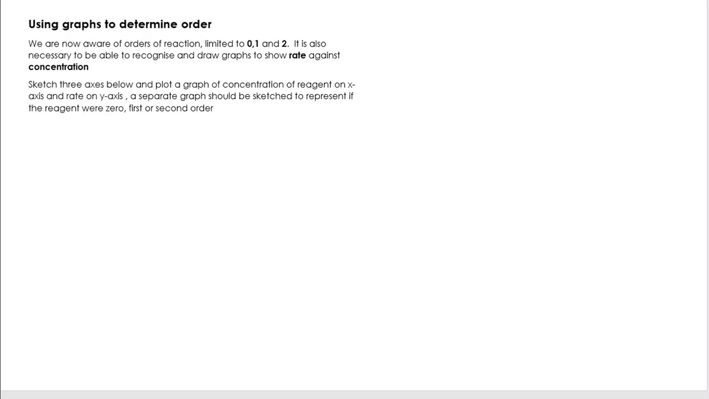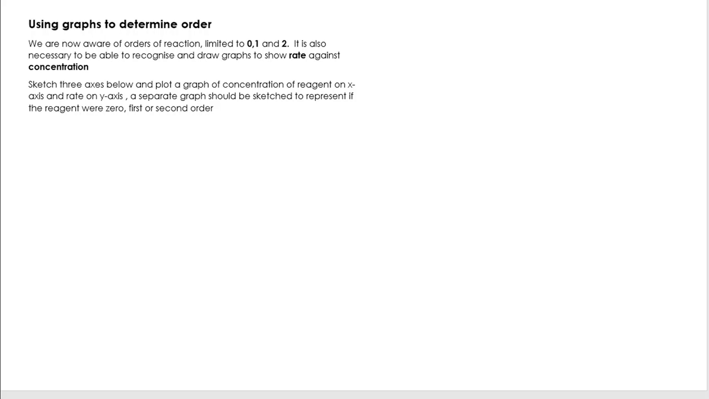But to begin with, we're going to look at how we can show zero, first and second order reactions graphically. A reminder from the last video, if something is zero order, changing its concentration has no impact on rate. If something is first order, the change in concentration is directly proportional to the change in rate. And if we look at something that's second order, then whatever change we make to the concentration, we square that to show the impact it will have on rate.